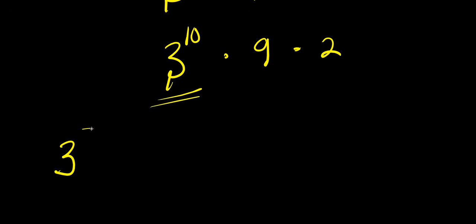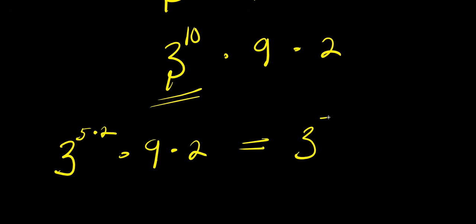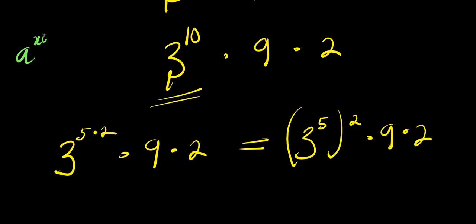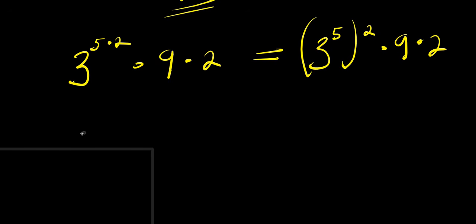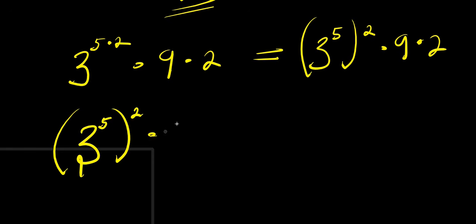This is 3 power 5 times 2 times 9 times 2, which equals 3 power 5, 3 power of 2 times 9 times 2. Remember, a power xy equals a power x to the power of y. So from here, you have 3 power 5 to the power of 2 times 9 times 2.